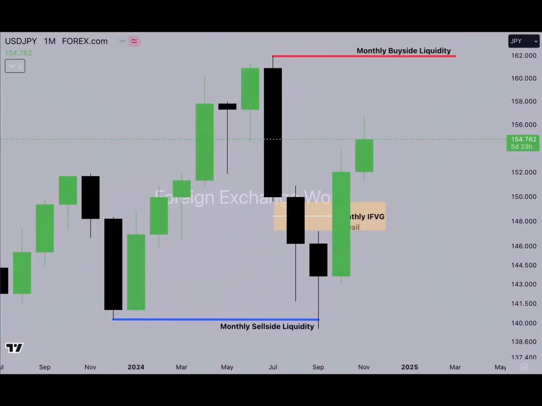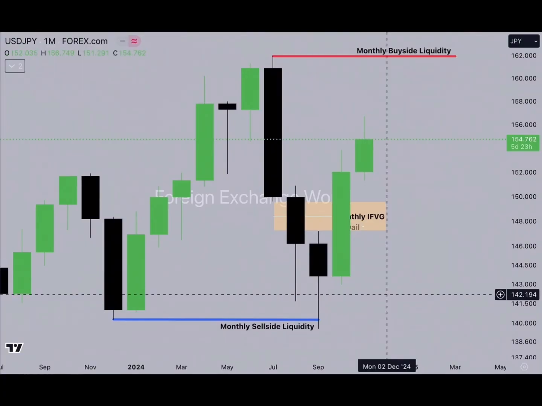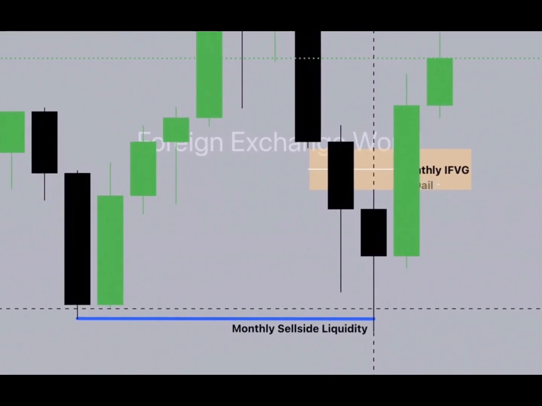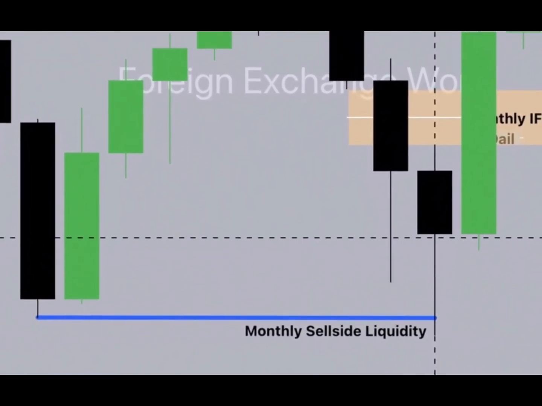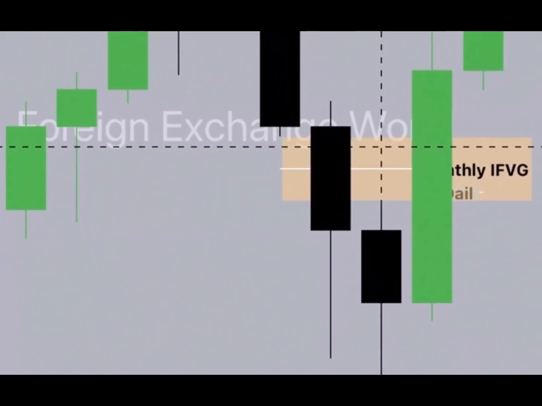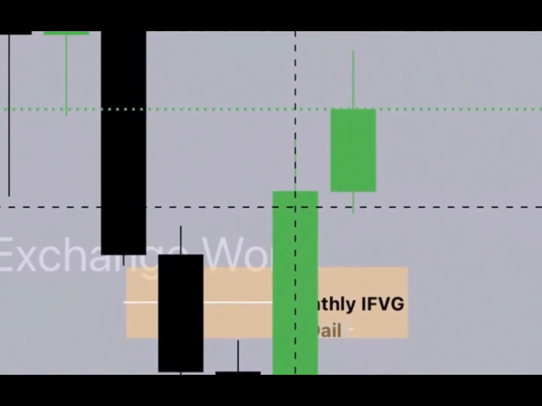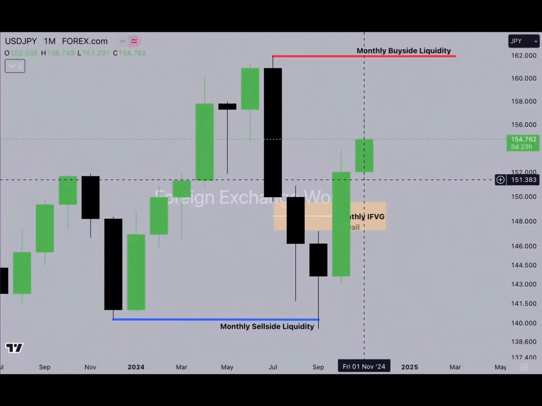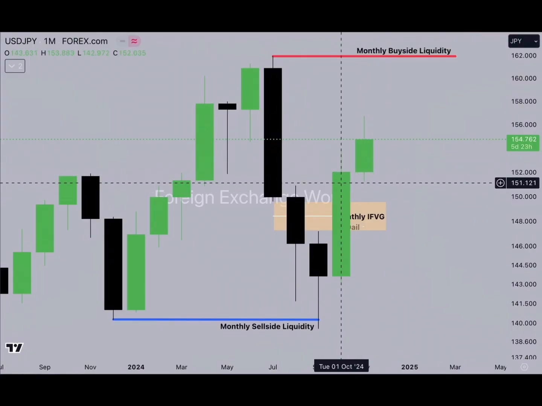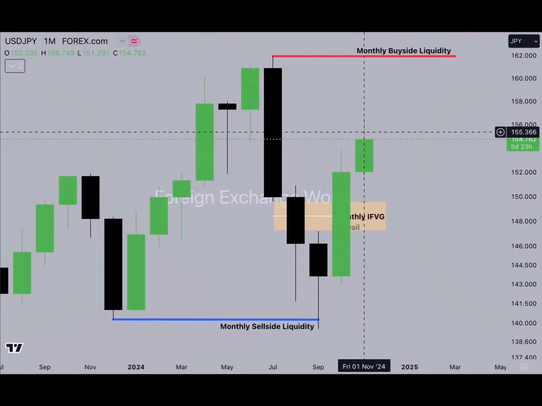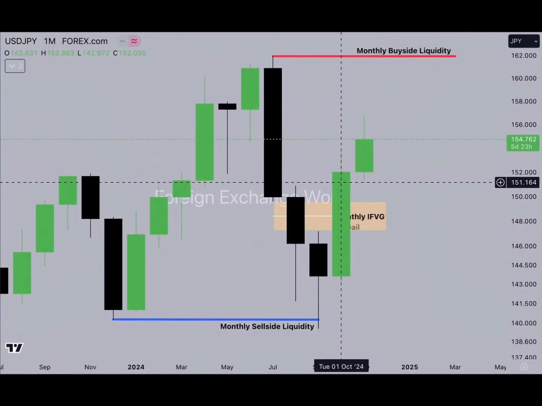Now we're back at USD JPY on a monthly chart, and I did outline that price took out our sell side liquidity, therefore pushed higher and closed above the monthly inversion fair value gap, meaning that at this moment we are anticipating higher prices for USD JPY on the monthly chart. But then something interesting is happening on the lower time frames, so let's get into it.